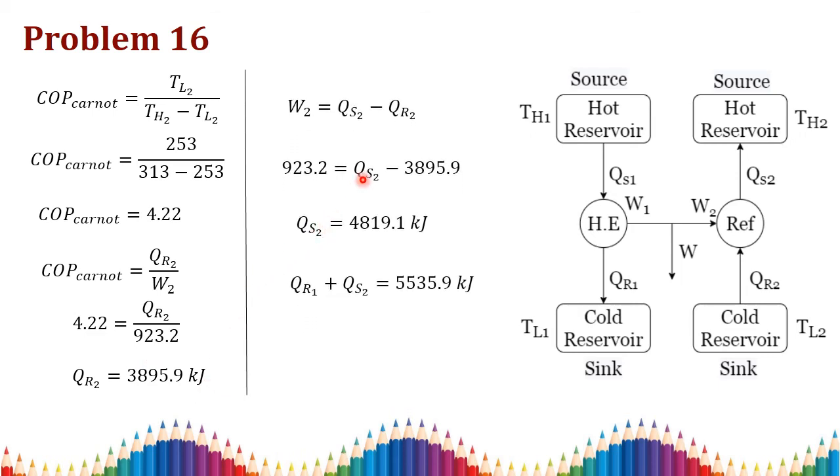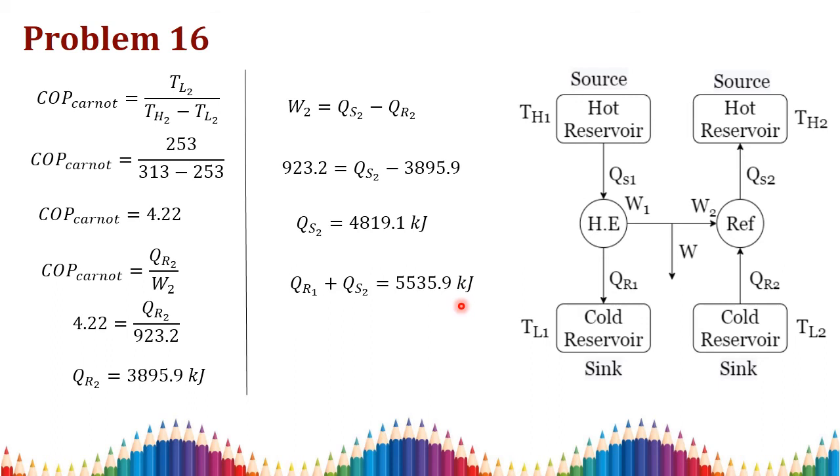Then work done 2 is equal to QS2 minus QR2. So we know work done 2 and also the heat rejection 2, heat rejection in the refrigerator. So you substitute these values to get QS2 is equal to 4819.1 kilojoule. Then you can add both QR1 and QS2. You will get for case A is 5535.9 kilojoule.